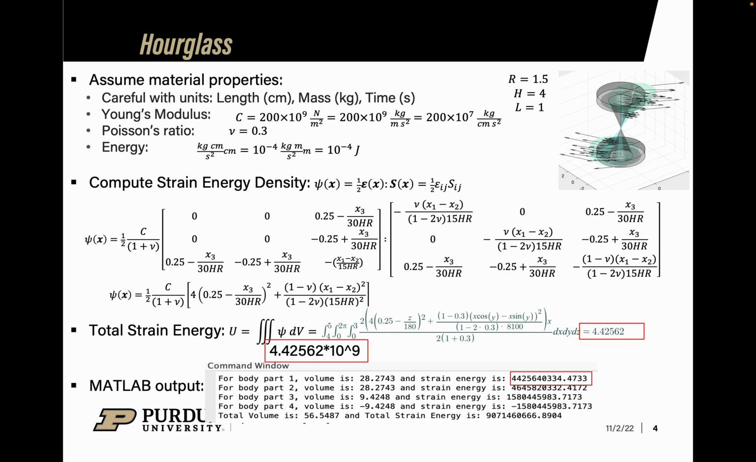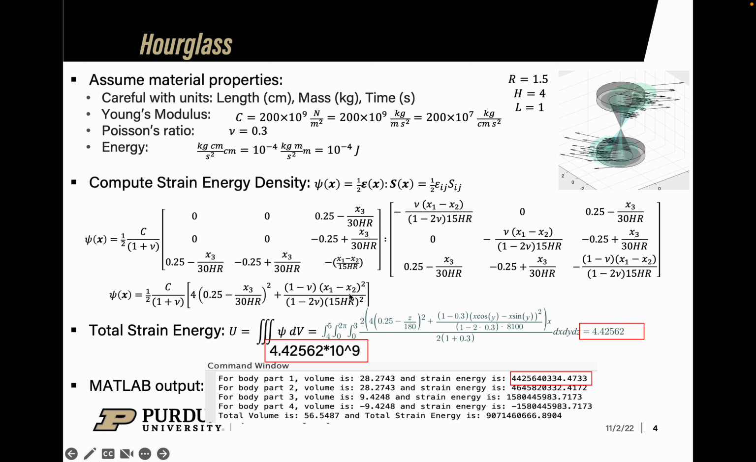I kept it the same as the professor. The Young's modulus to be 200 times 10 to the 7, and the Poisson ratio 0.3, and the energy 10 to the -4. The radius is 1.5, the height is 4, and the length is 1. Then we are going to compute the strain energy density, and it's this one over here.